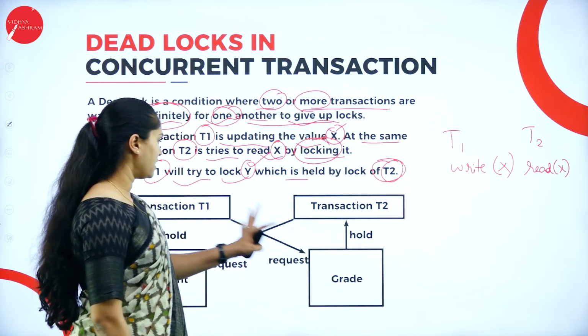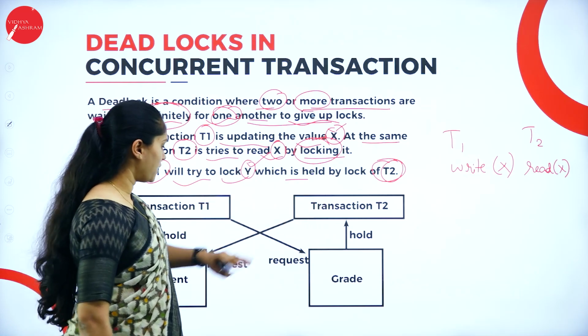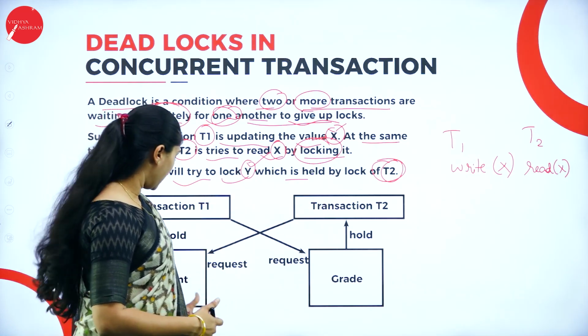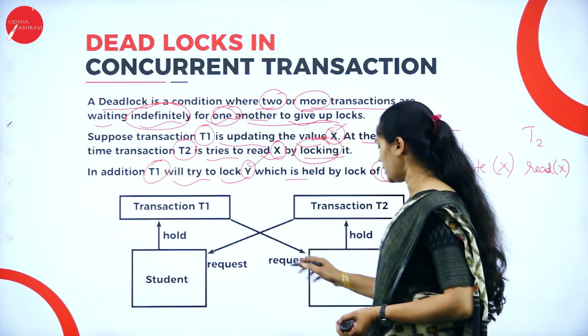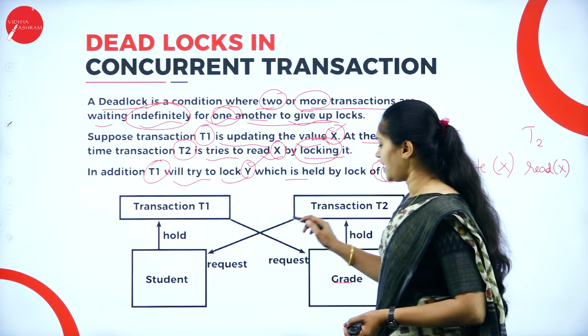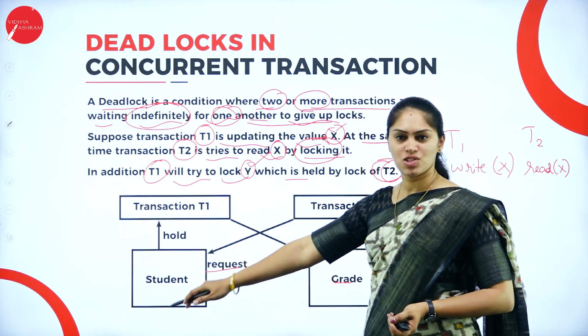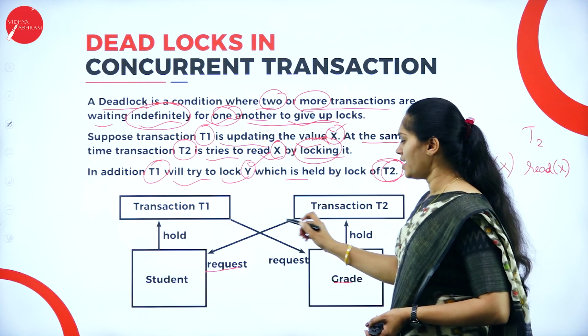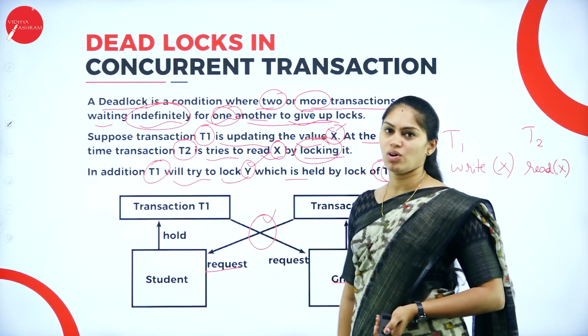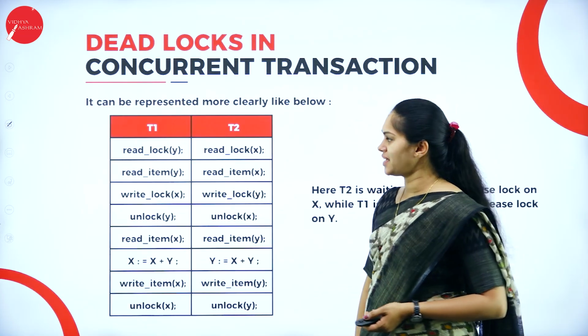Then we can call that situation a deadlock. So here you can see that we have transactions 1 and 2, and the table names can be student and grade. T1 is approaching the content of grade and T2 is approaching the content of student, but both are holding those two values. So, this situation will be considered as what? Deadlock.